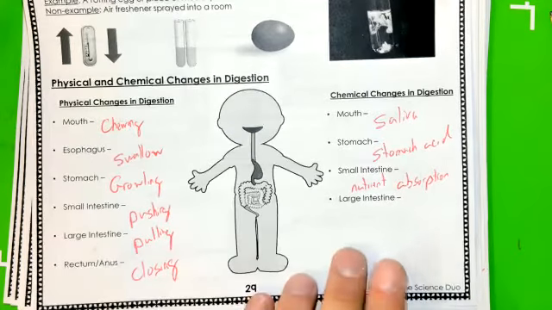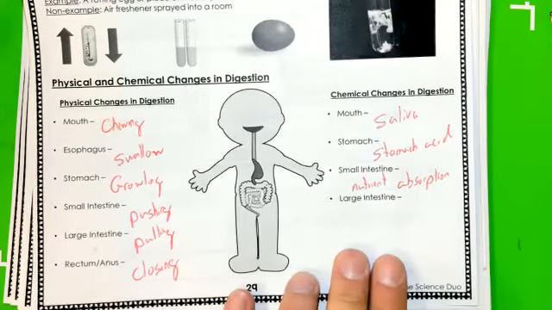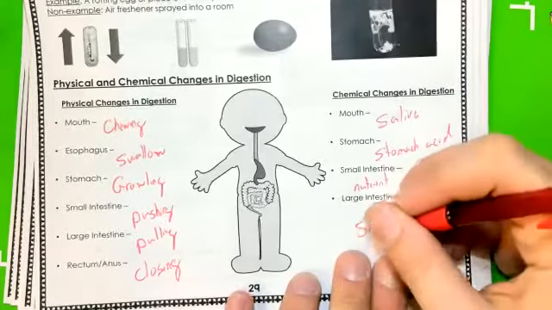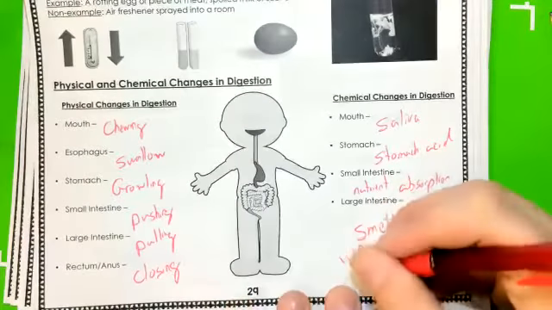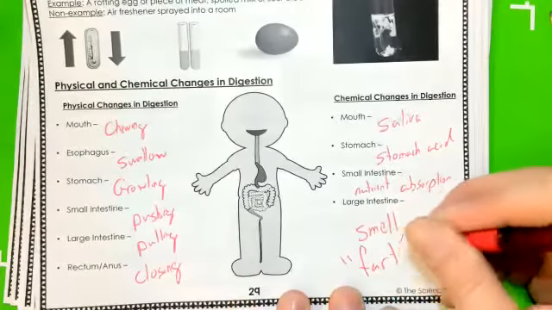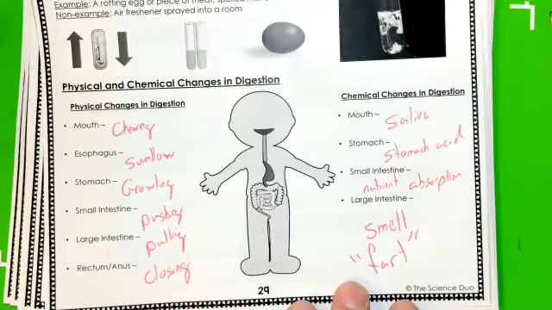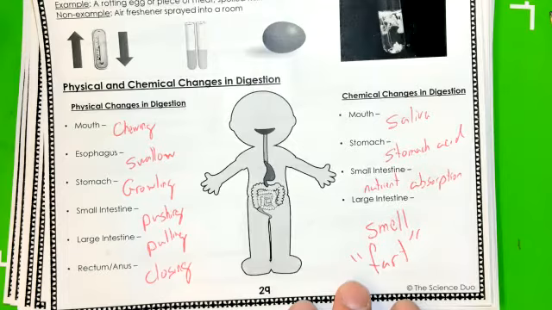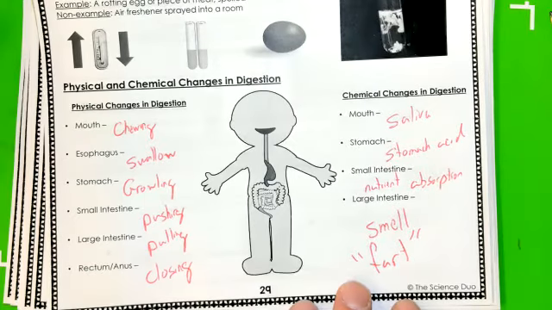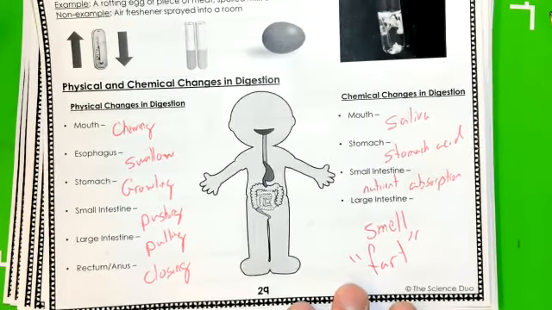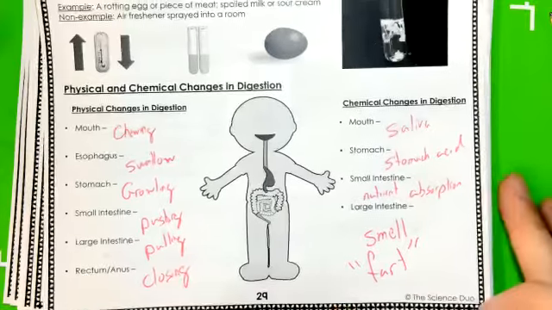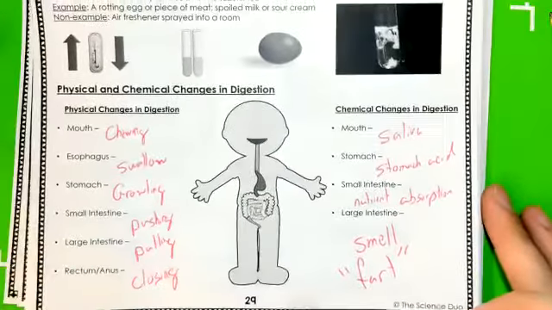And your large intestine, well, you know that a chemical reaction is taking place if it smells. And I know middle school and high school kids, y'all fart. That's a sign that your body is doing a chemical change. It doesn't smell like the pasta you ate for dinner. It smells like a fart because it's chemically changing in your body. Got it? Good. That was page 29, guys.